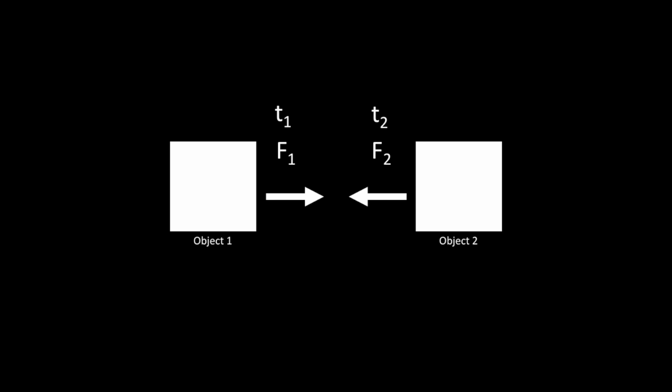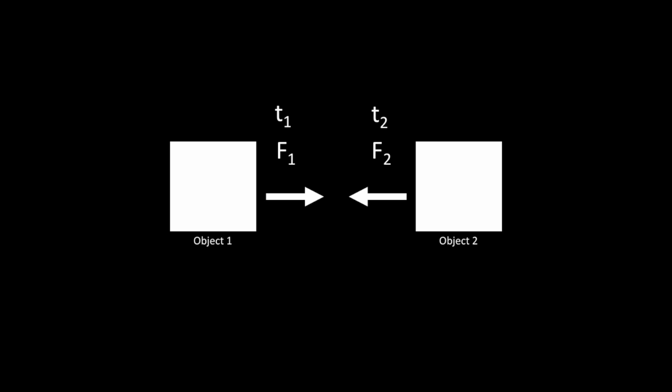If we look at the individual objects, the time that the force acts upon object 1 is equal to the time the force acts upon object 2. This can be expressed as t1 equals t2. As I have mentioned, the forces acting between the two objects are equal and in opposite directions, and the times for the forces to act on the objects are the same. This means that the impulses experienced by the two objects also have the same magnitude but different directions.